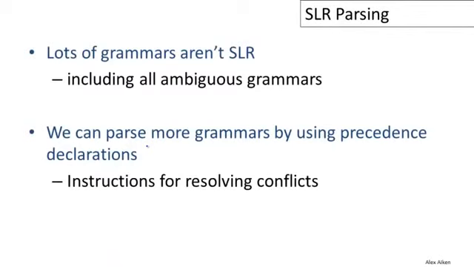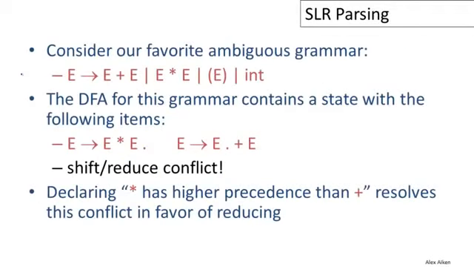Now, many grammars are not SLR. I should emphasize that SLR is an improvement on LR(0), but it's still not a very general class of grammars. So, all ambiguous grammars, for example, are not SLR. But we can improve a little bit on the SLR situation. We can make SLR parse even more grammars by using precedence declarations to tell it how to resolve conflicts. So let's revert to the most natural and also most ambiguous grammar for plus and times over the integers, and we've looked at this grammar before.